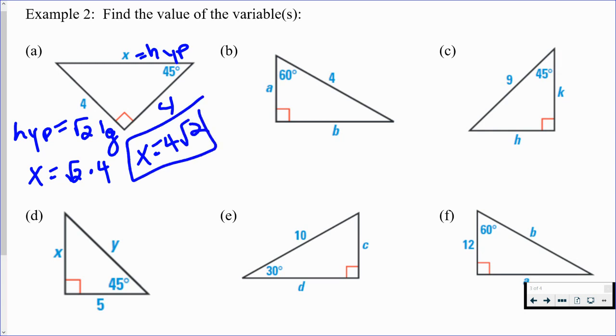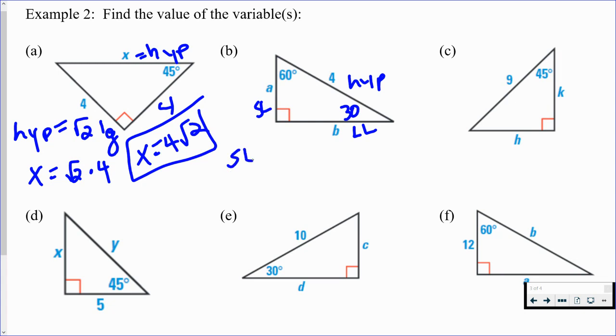Okay. For B, we have a 30, 60, 90 triangle. Okay, I'll add in the 30. A is your short leg. B is your long leg. And then 4 is your hypotenuse. Okay, think about we were only given the hypotenuse. We got to solve for the short leg.